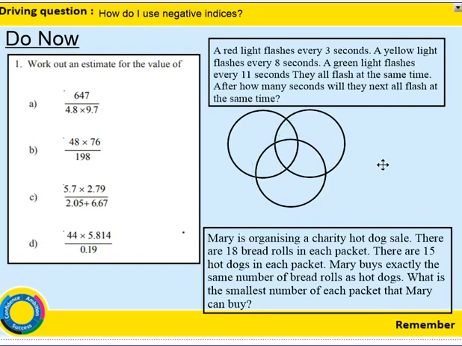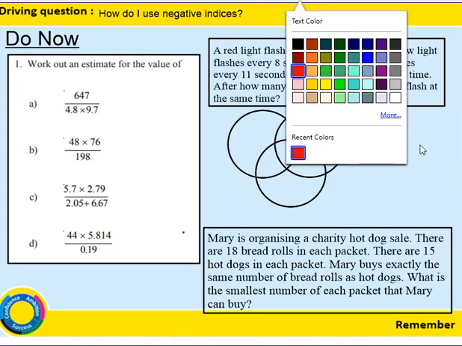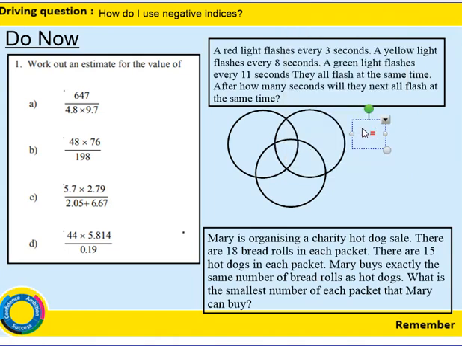Okay, so I want to find the lowest common multiple of 3, 8 and 11, because we want to know when they all flash at the same time again. So 3 as a product of its prime factors is just 3. 8 as a product of its prime factors is 2 multiplied by 2 multiplied by 2, and 11 as a product of its prime factors is 11. Now they have no common factors. If I'm filling in my Venn diagram, I'll call this 3, 8 and 11. There are none in common.